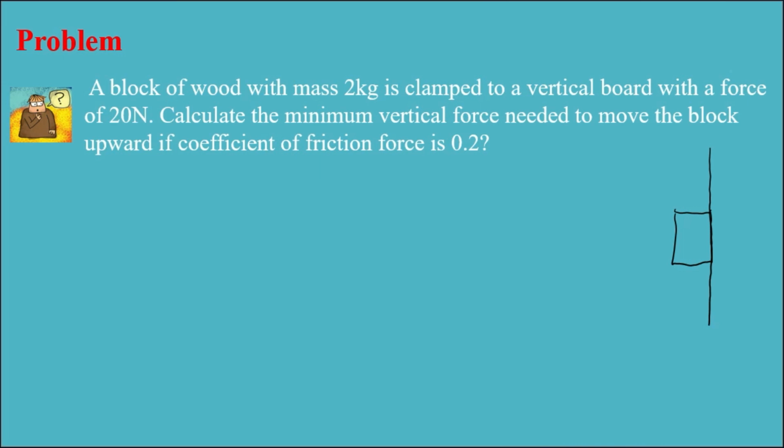Then if the box moves, it's gonna be vertically upward, right? So that's gonna be the direction of movement of the box. So let's see what kind of forces are applied to the box. It's gonna be the gravity, which is mg, right? And then since the box is moving upward, the friction force also is gonna be downward, right? So that's gonna be the direction of the friction force. I'm gonna show it as FF, right?